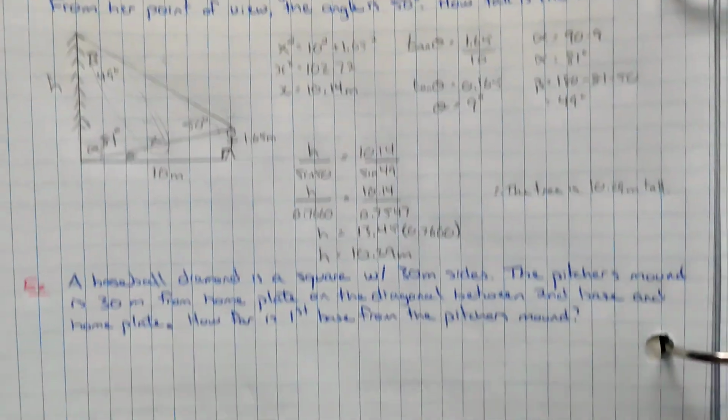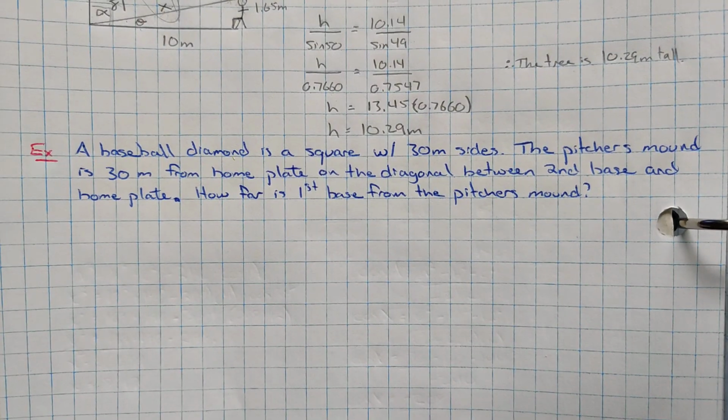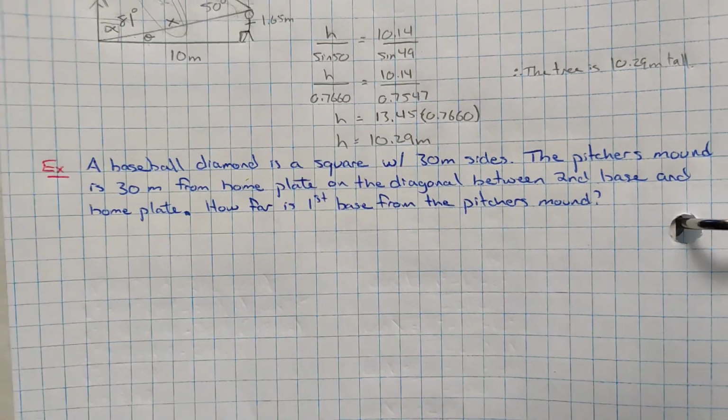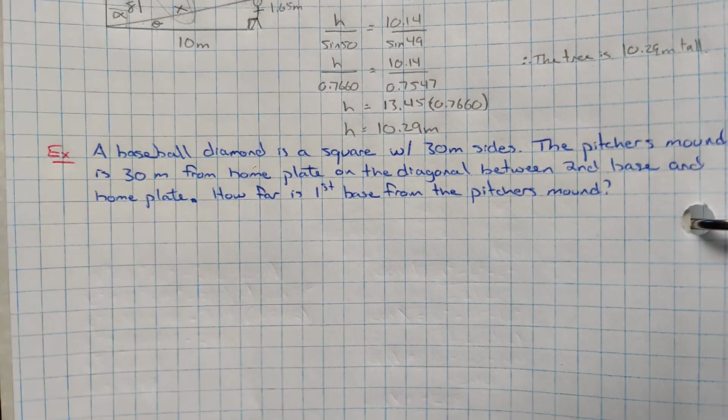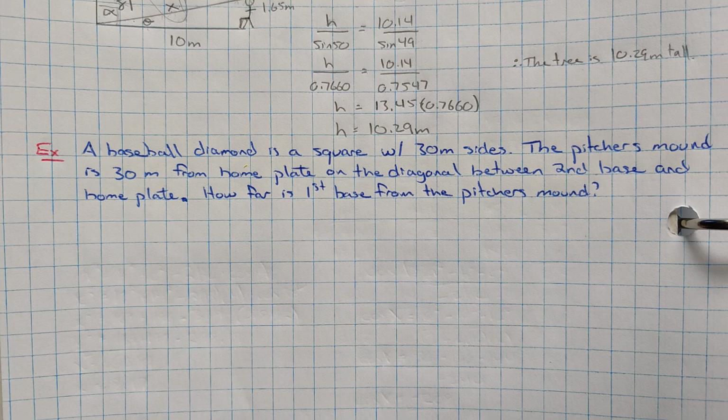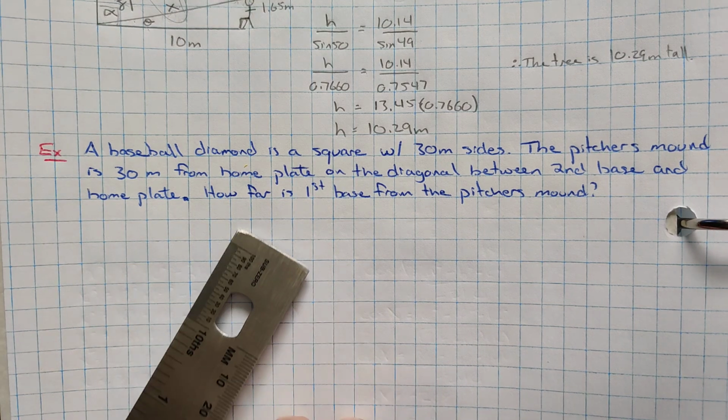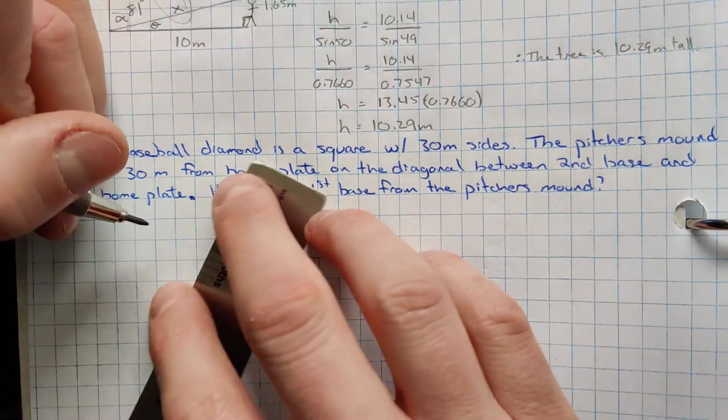One more here. We have a baseball diamond is a square with 30-meter sides. A diamond is a square that is rotated specifically, but it's just another name for a square, essentially. And so our baseball diamond is a square with 30-meter sides. The pitcher's mound is 30 meters from home plate on the diagonal between second and home plate. How far is first base from the pitcher's mound?